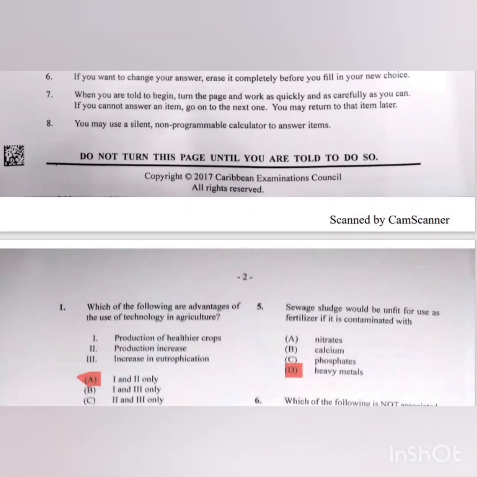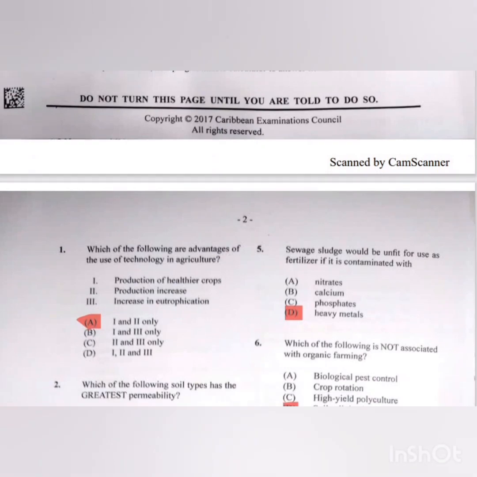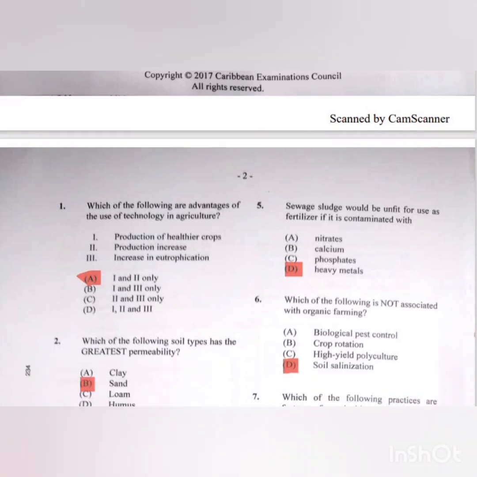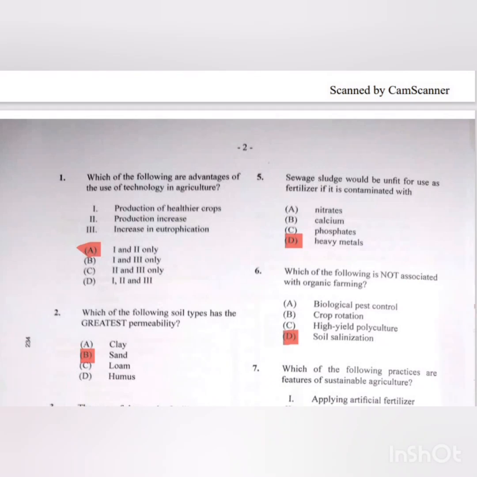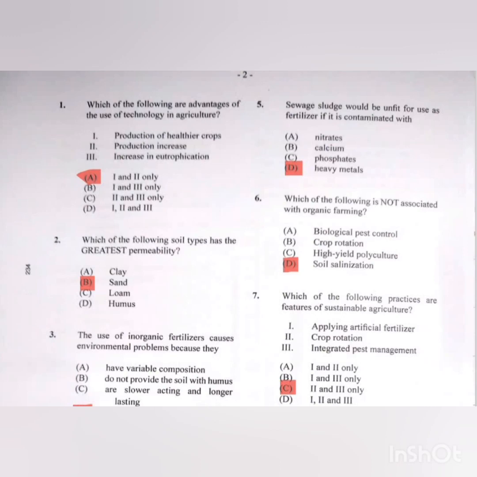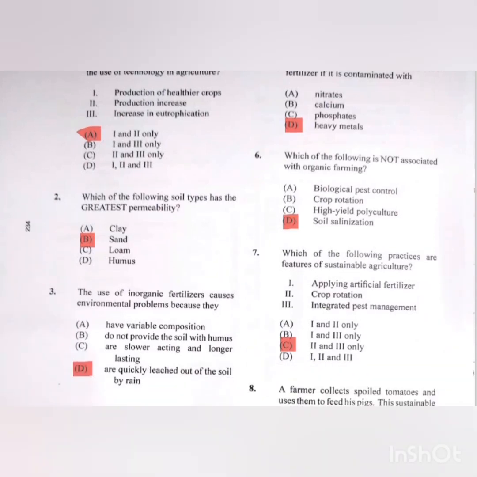Question 1. Which of the following are advantages of the use of technology in agriculture? The answer is A. Production of healthier crops and production increase. 2. Which of the following soil types has the greatest permeability? B. Sand. 3. The use of inorganic fertilizers causes environmental problems because they D. Are quickly leached out of the soil by rain.